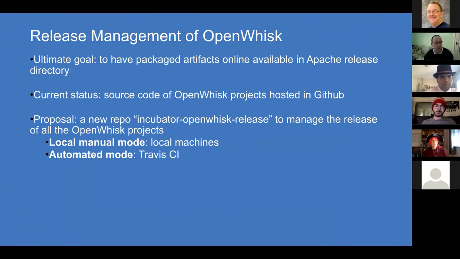Let's start from what we have now. Currently, the only thing we have is all the resources or the source code hosted in GitHub. That's the state we have. And our ultimate goal is to have source code package and compiled package available online under the Apache directory based on the release requirements.